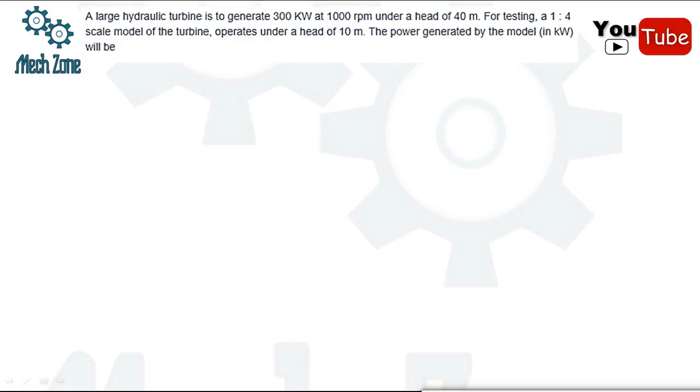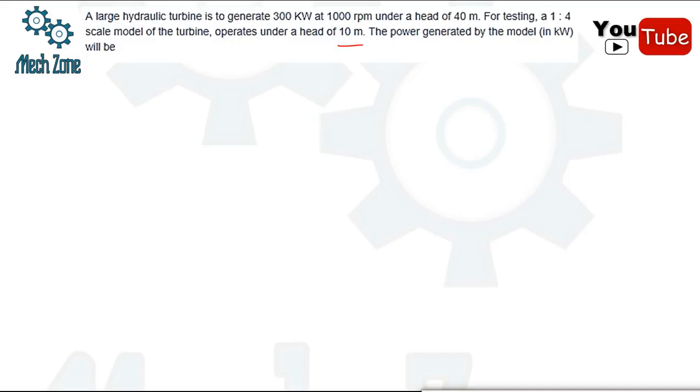Okay, now the next question that we have is actually from the models and prototypes dimensional analysis. A large hydraulic turbine is to generate 300 kilowatt at 100 rpm under a head of 40 meter. For testing, a 1:4 scale model of the turbine operates under a head of 10 meter. The power generated by the model would be?